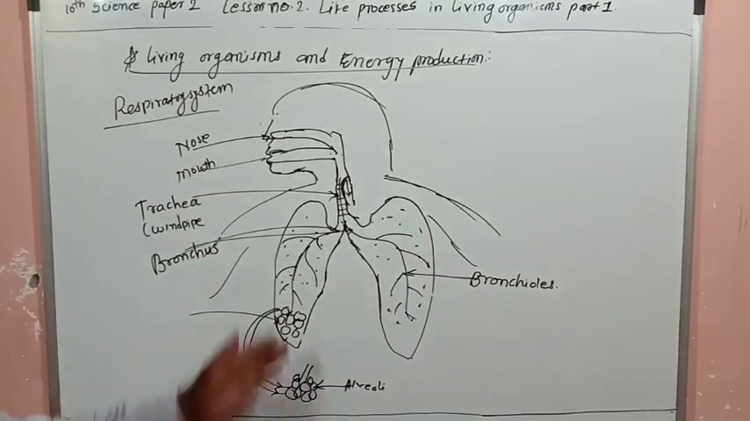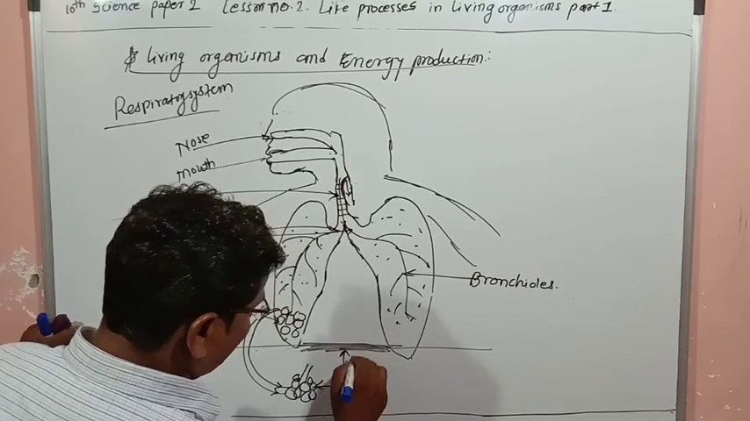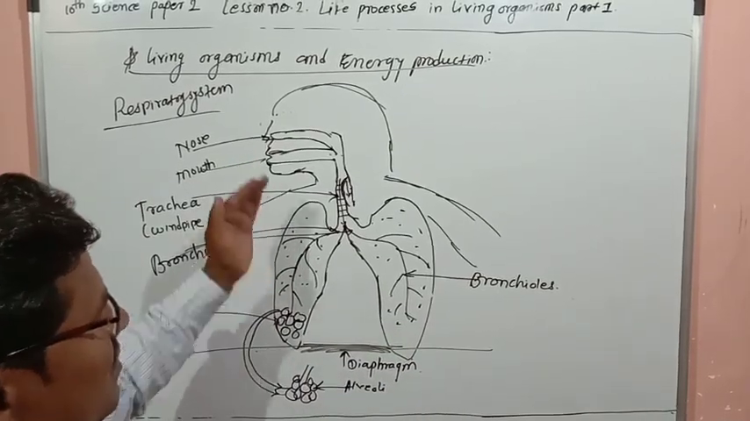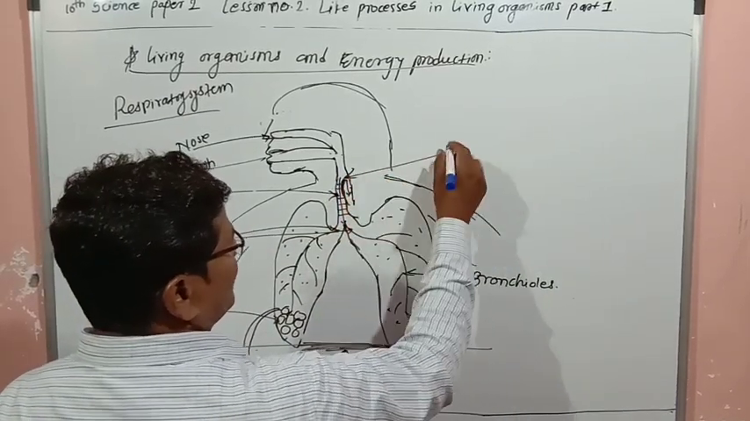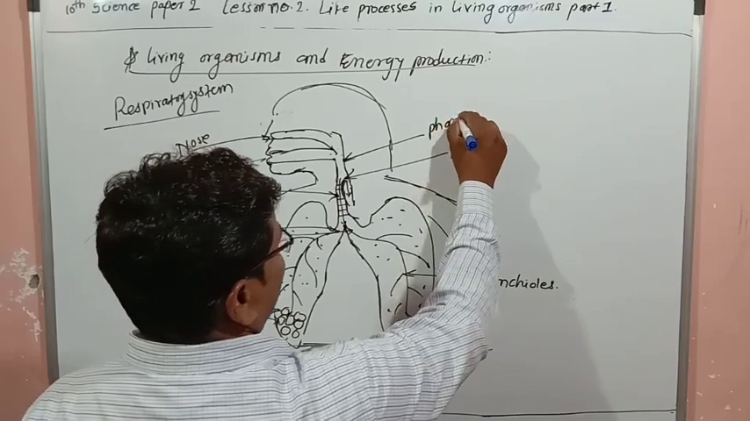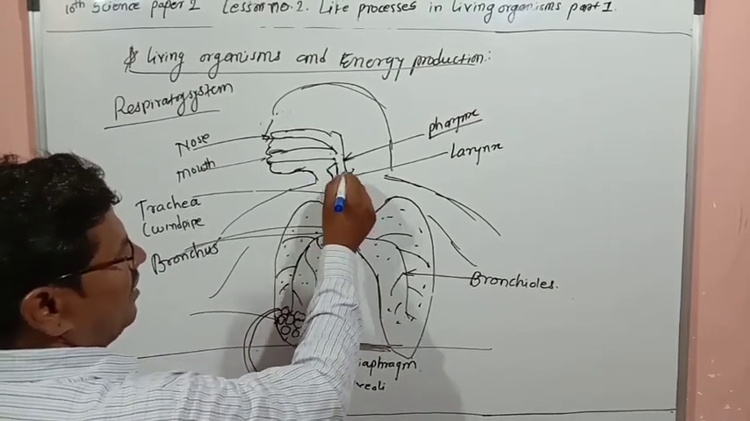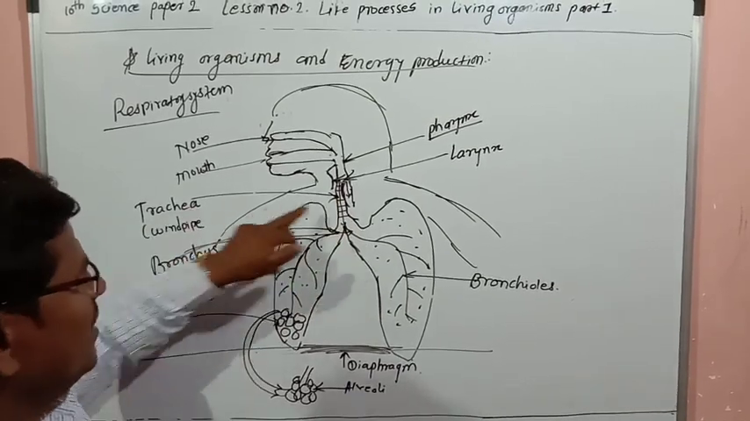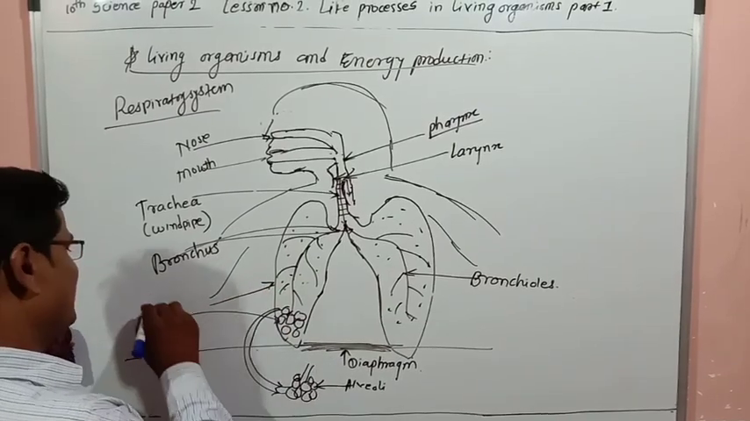So which parts are there in the respiratory system? Here will be the diaphragm. Different parts are involved: the nose, the mouth, then the trachea, and here the larynx, and above the larynx the pharynx. The Adam's apple is the larynx. Next is the trachea, the windpipe, through which air goes into the lungs. These are the lungs.